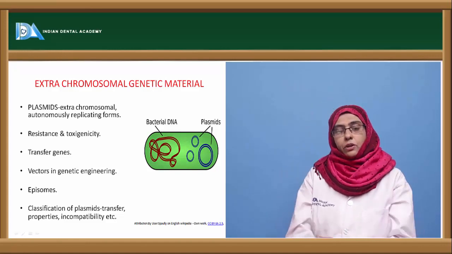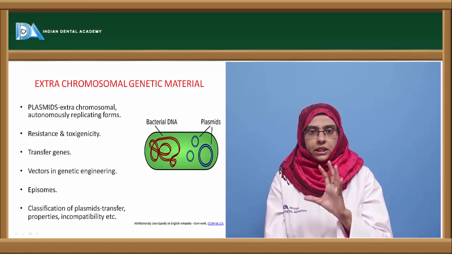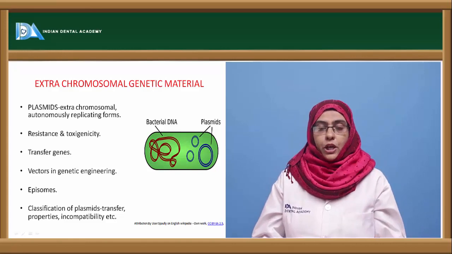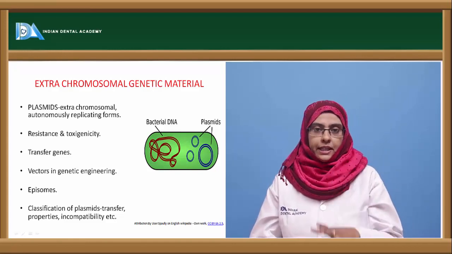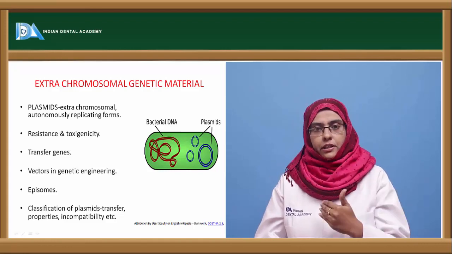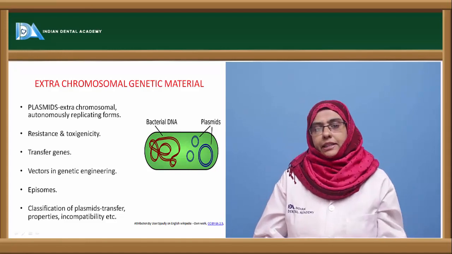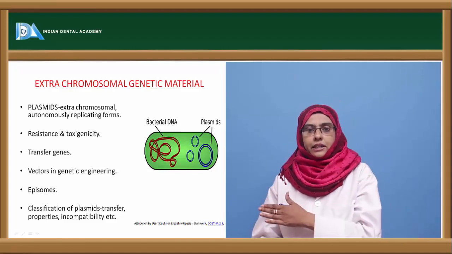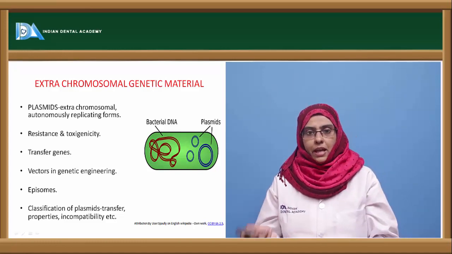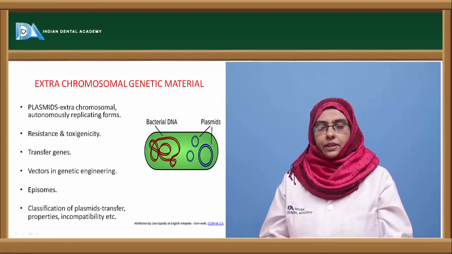Sometimes these plasmids also have the ability to get integrated into the bacterial chromosome. A plasmid that has integrated into the bacterial chromosome is called an episome. The important characteristic feature of an episome is that when it comes out of the bacterial chromosome, sometimes it can carry certain genes present in the bacterial chromosome and transfer them to whichever other cell it gets transferred to. So episomes are plasmids integrated into the bacterial chromosome.